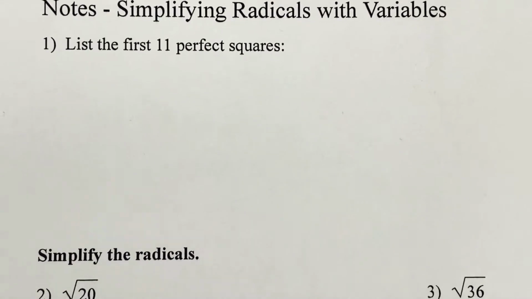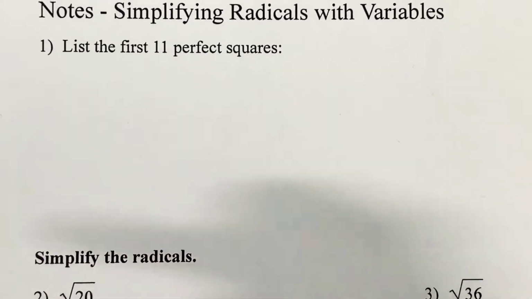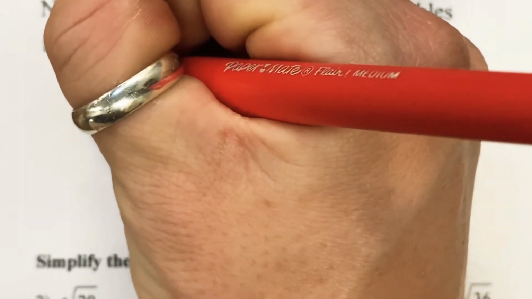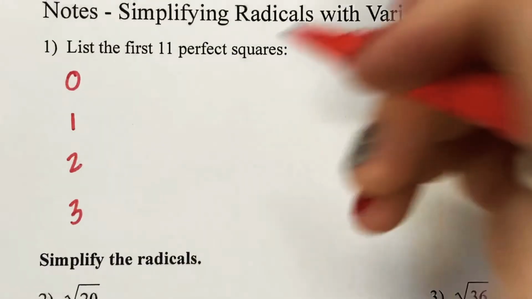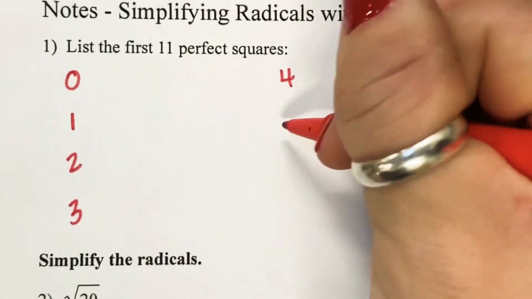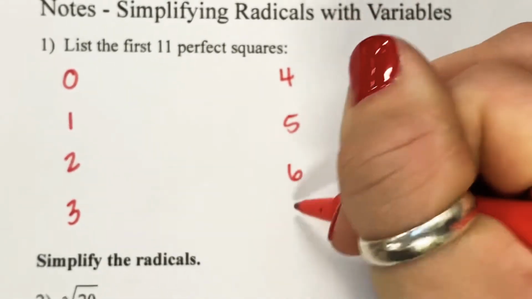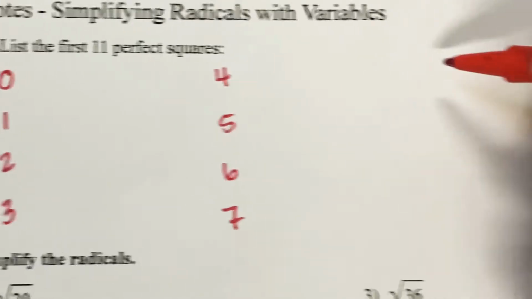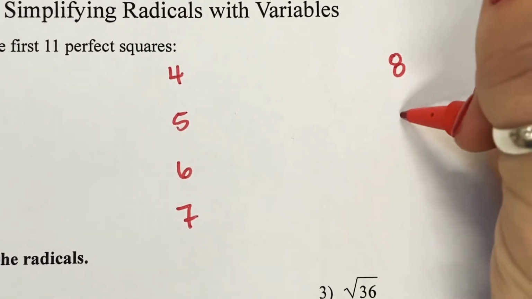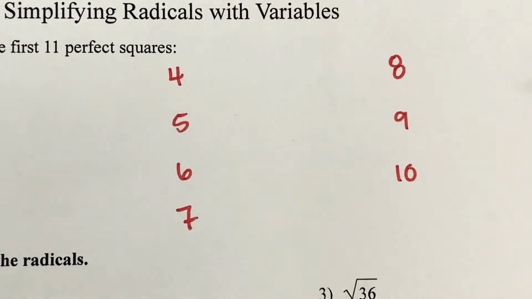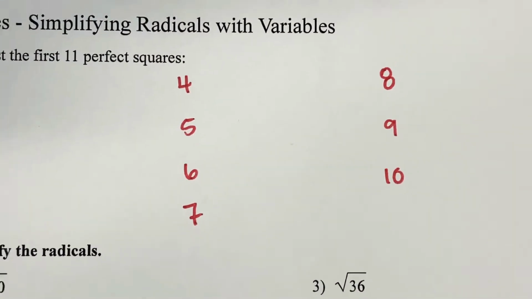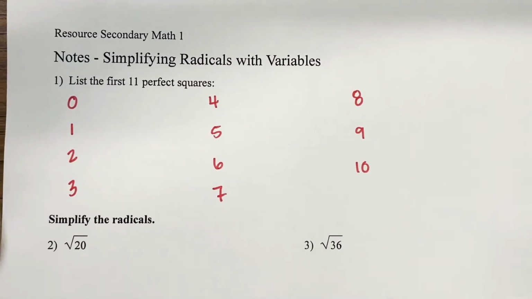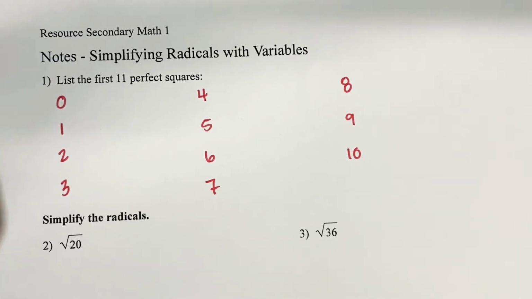So we are going to list the first 11 perfect squares. So everybody make a list just like we've done from 0 to 10. So 0, 1, 2, 3, 4, 5, 6, 7, and 8, 9, and 10. Okay, so make sure your list looks like mine on your notes, all the way from 0 to 10.